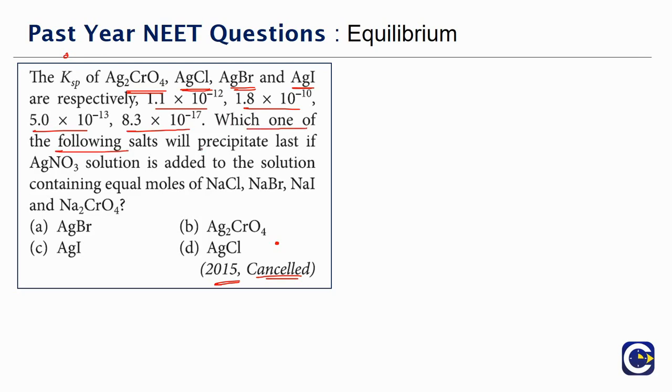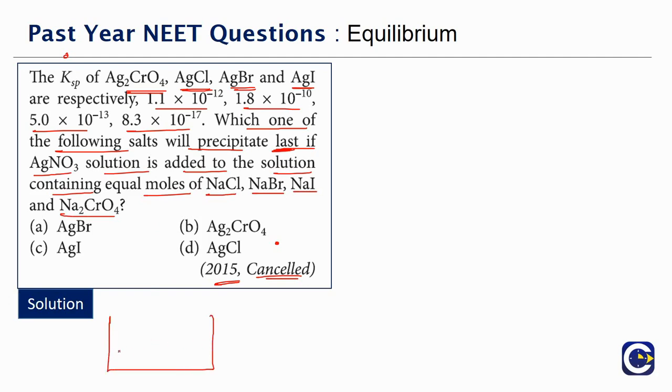Which one of the following salts will precipitate last? Focus here. What we need to find? Which of them is going to precipitate last if AgNO3 solution is added to the solutions containing equal moles of NaCl, NaBr, NaI and Na2CrO4. Means what is happening basically here, let's say there is a vessel. The NaCl, NaBr, NaI and Na2CrO4 have equal number of moles. Means Cl minus concentration, Br minus concentration, I minus concentration, CrO4 2 minus concentration, all have the same value.